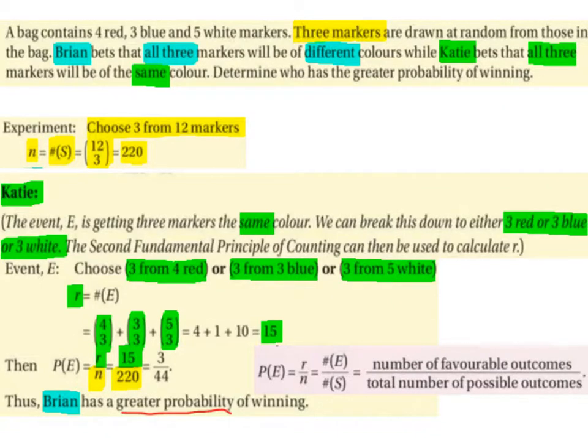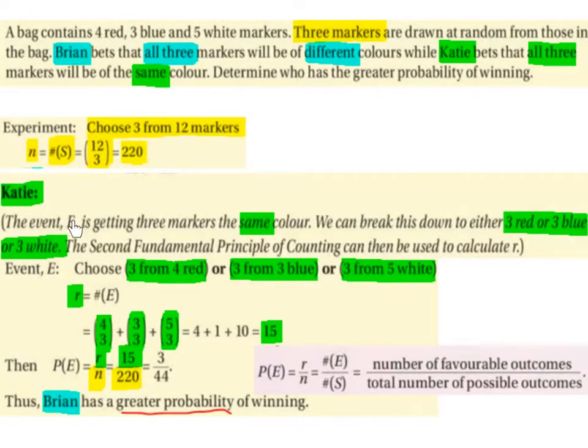So now let's have a look at Katie. Remember that the experiment was choose 3 from 12 markers, and that N, which is the cardinal number of elements of S, is 12 choose 3, which is 220. So having a look at Katie.